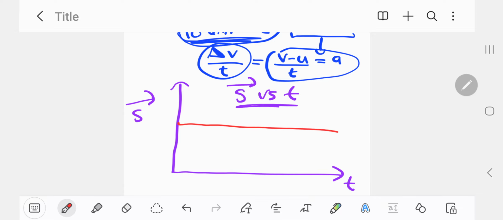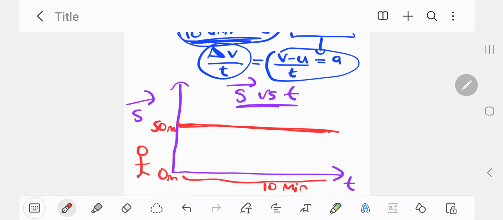What the hell does this mean? Well, when you see a flat line, the best way to interpret this is to picture someone doing something. So if this is, let's say, at 50 meters, and that's 0 down there. Doesn't matter about the time for now. A flat line, what does this mean? This means you are not moving. So let's say this goes over 10 minutes. This means you are not moving for 10 minutes.